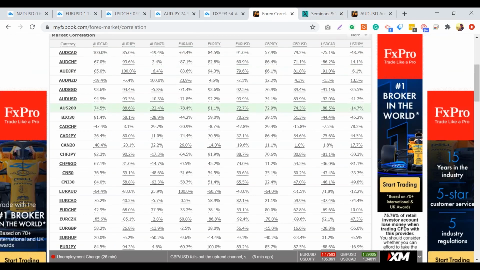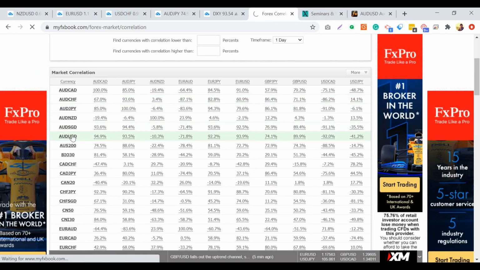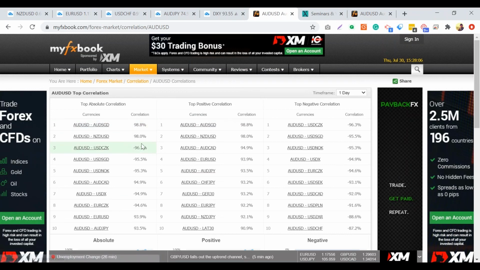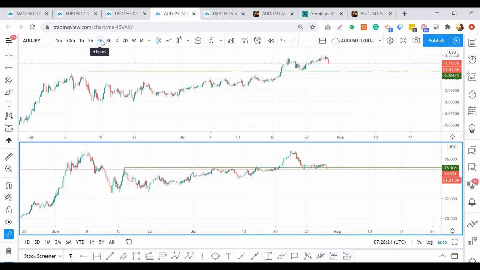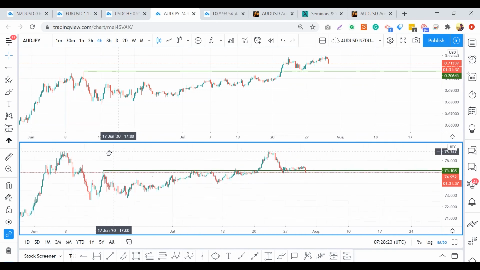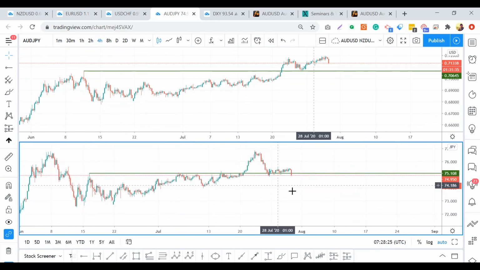As we have seen earlier, when you click on Aussie dollar, one of the most correlated currency pairs with Aussie dollar is Aussie yen. And we're looking at it from the past 1 month. Aussie dollar and Aussie yen, very correlated. So we come back here to Aussie dollar and Aussie yen. We're looking at the 4-hour chart, so it's completely relevant, right? So same thing over here.